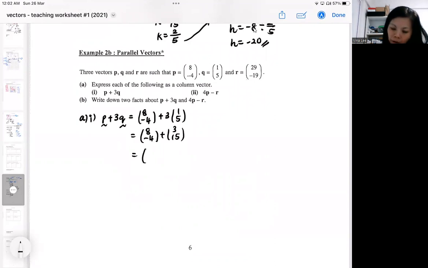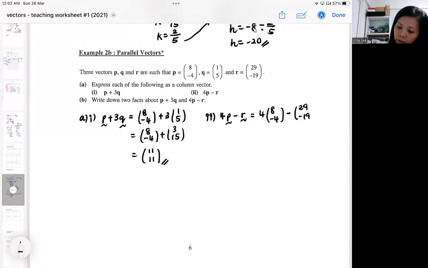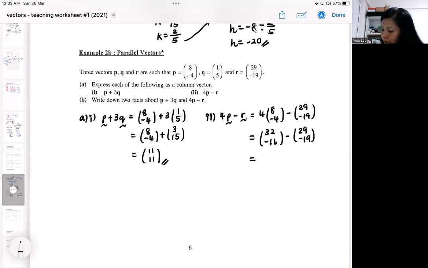8 plus 3Q. So that's 11, and then there's also 11. So we got 4P minus R. Please indicate with the tail. Usually, for a start, most of you will not have the habit of doing that. So do it like your matrices. Then you do your subtraction.